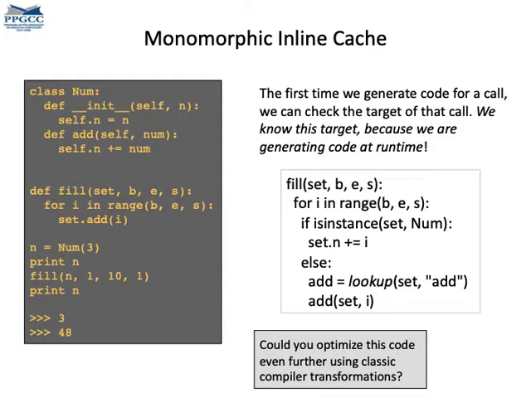That's called an inline cache. It works like this. The first time we generate code to implement a method call, we check the target of this method call and assume that it will be recurring. Then we inline this method in the calling side with a guard to make sure that we do not invoke the wrong method by mistake. You can see an example of code that's generated on the right.